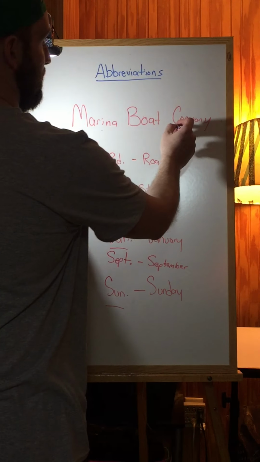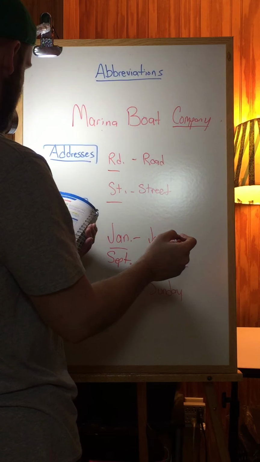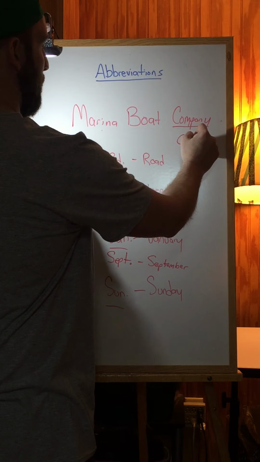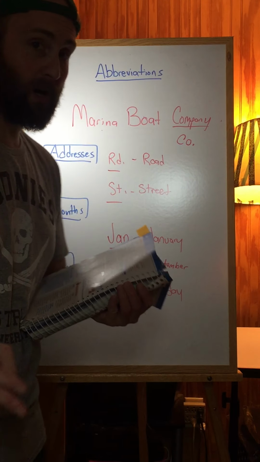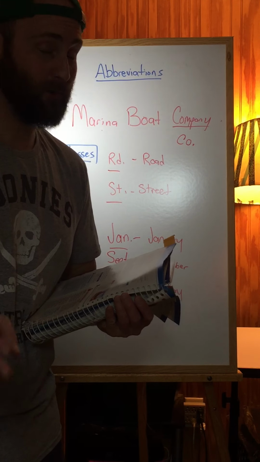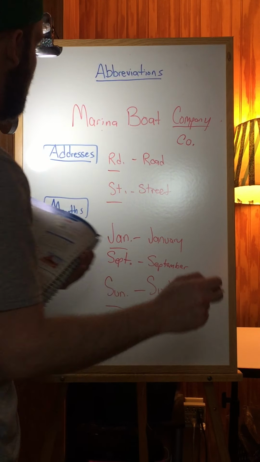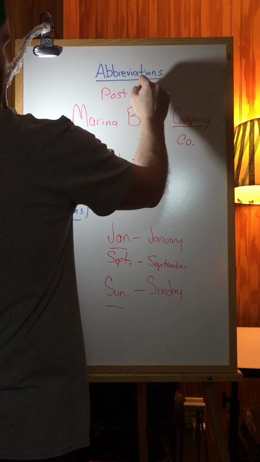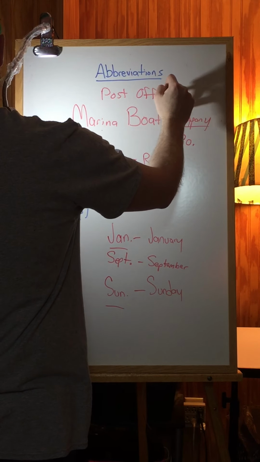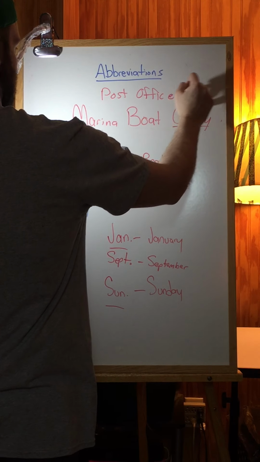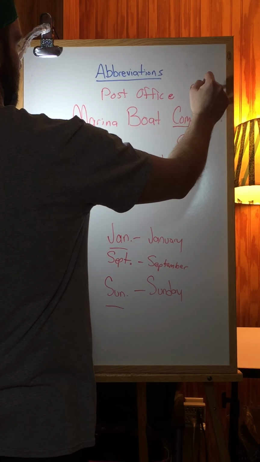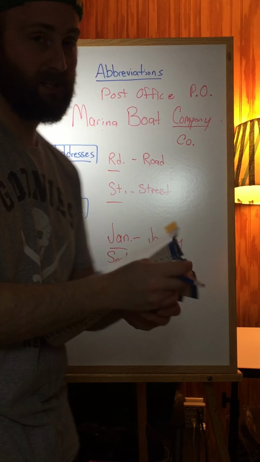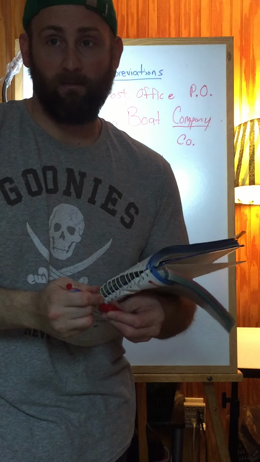Now, company is also considered an address. So we would say that would be C-O period. Another one is the post office. The post office has an abbreviation of P-O, capital P, period, capital O, period. You'll see like P.O. box, because not everyone has a mailbox at their home.